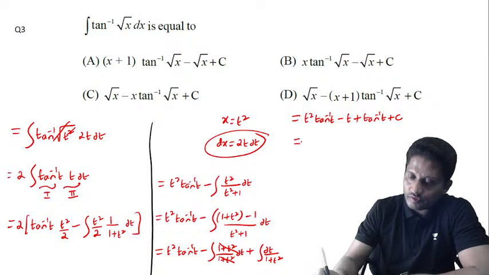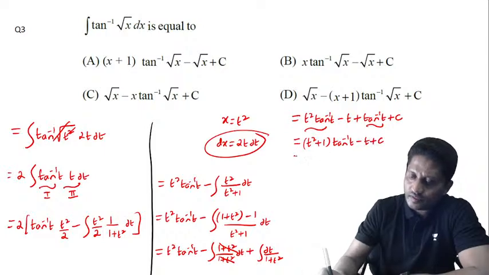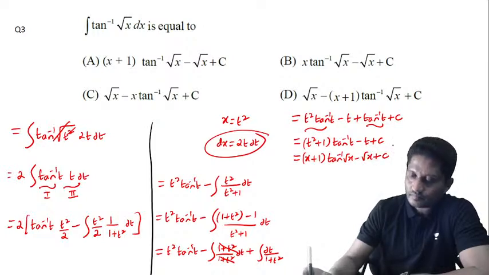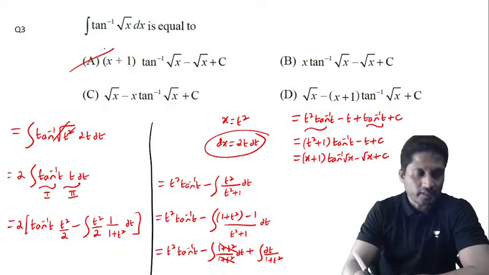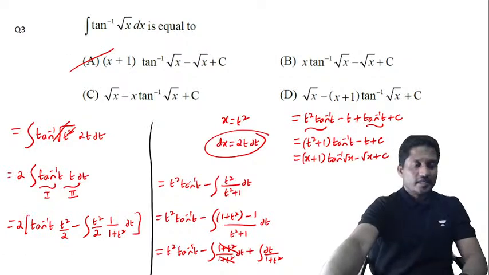Between the first and third term, you take tan inverse of t common, you get t square plus 1 into tan inverse of t, minus t plus c. T value: t square is x, so x plus 1 into tan inverse of t, where t value is root x, minus root x plus c. Right, answer is option A. Isn't it, guys?